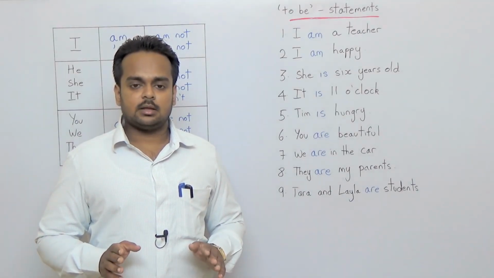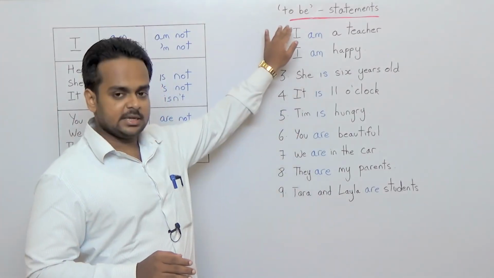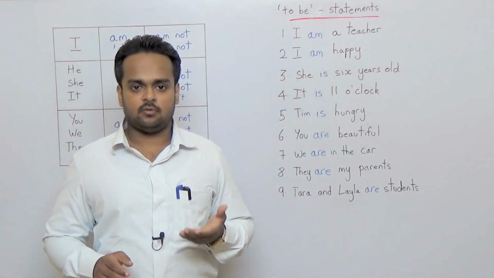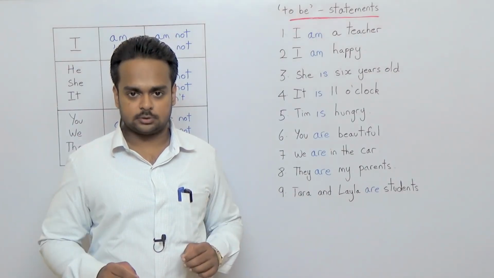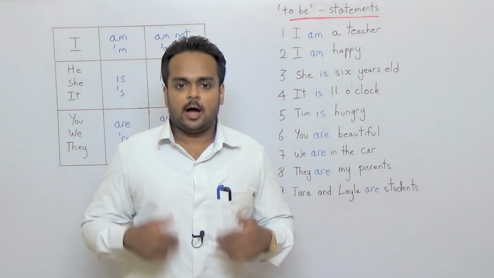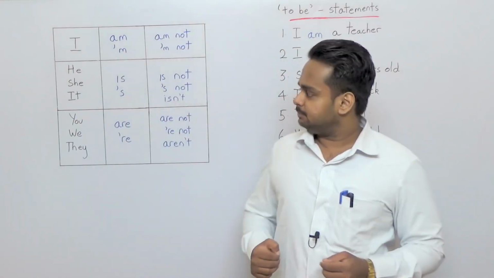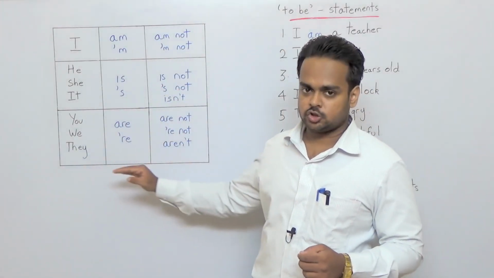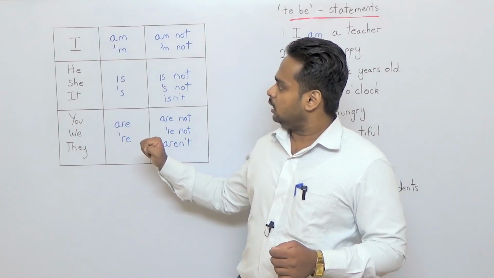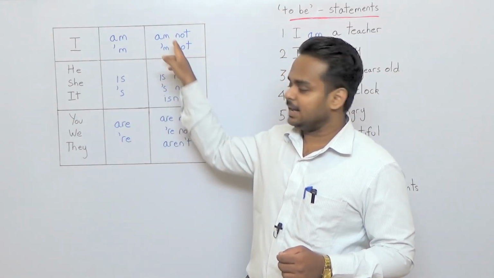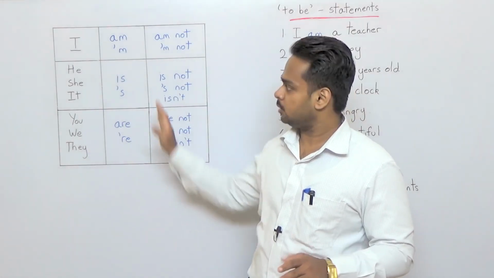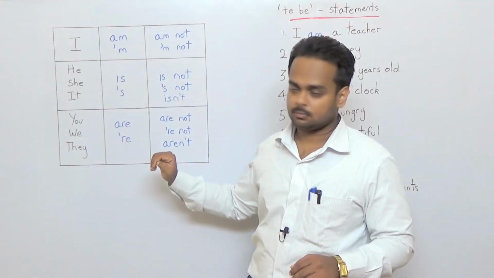Now that means the verb be or to be is the base form. The am, is, and are are the present tense forms. All right, so how do you use am, is, and are correctly? Over here I have a chart. You'll see am, is, and are over here, and you see the negative forms here. We'll first talk about the positive forms.